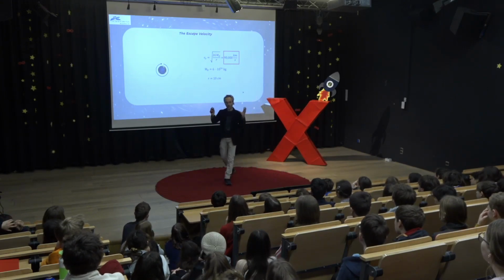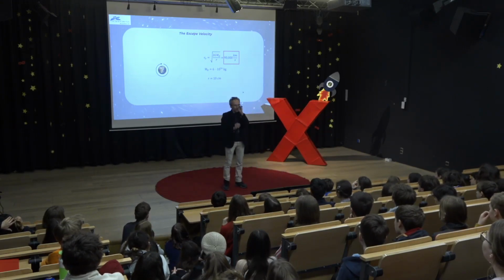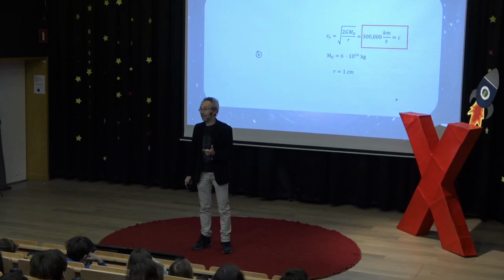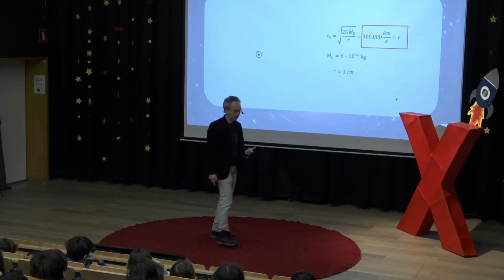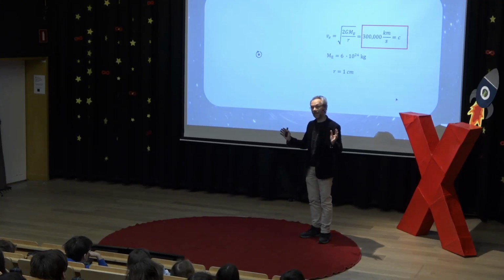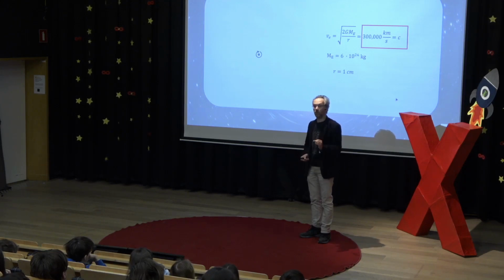And what if you squeeze the mass of the Earth to the size of a grape, 1 centimeter? The mass stays the same, the radius is 1 centimeter. What happens? The escape velocity becomes faster than the speed of light. But nothing can go faster than light. So the conclusion is nothing, not even radiation, can escape from the Earth. Our planet will become invisible. Our planet will become a black hole.